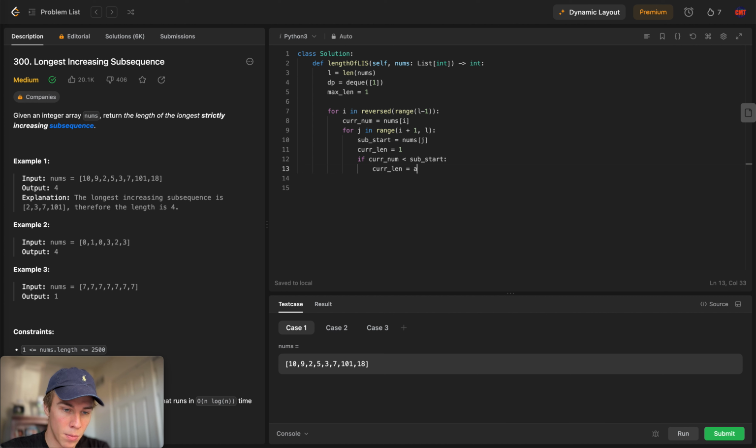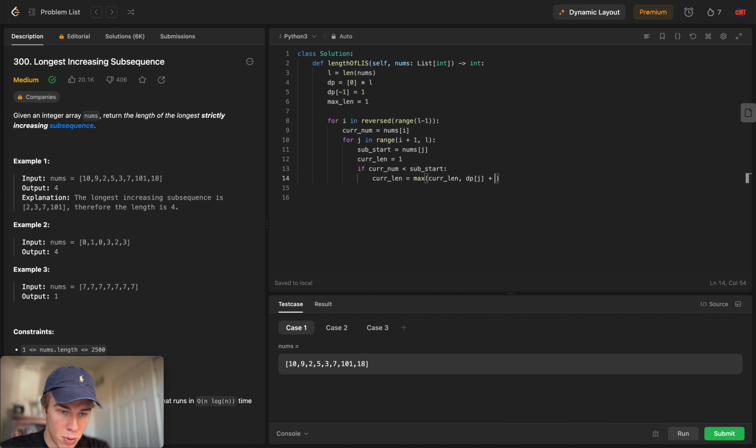Cur length is equal to max of cur len, and dp's, okay, another change. I'm going to say 0 times L, and then dp at -1 is equal to 1. Then I'm going to say that from j to L, that gives me immediate access to what my dp of j plus 1 is.